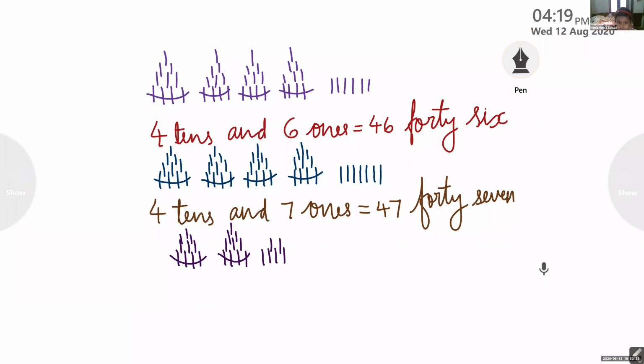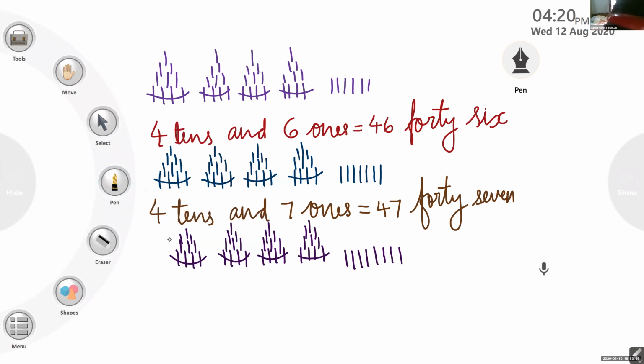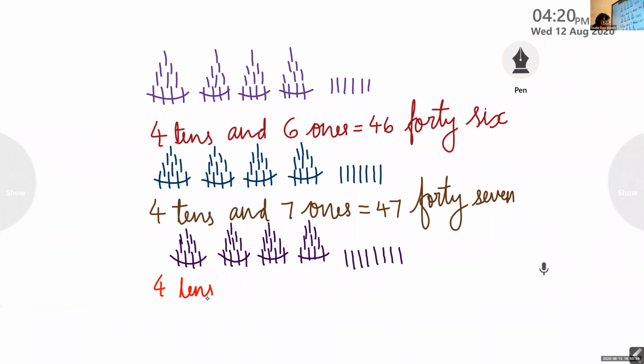And 8 ones. 4 bundles of 10, or 4 tens and 8 ones. 1, 2, 3, 4, 5, 6, 7, 8. So we have 4 tens and 8 ones. Good. We have the number 48. What is the spelling of 48?